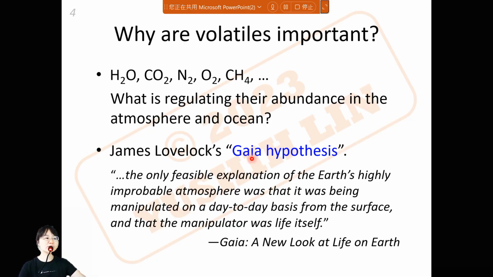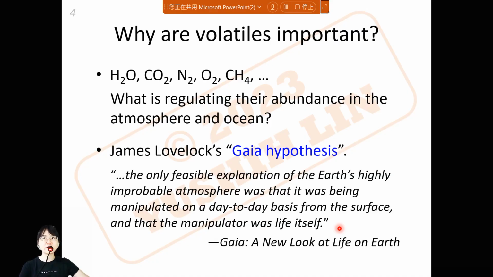In this book, he wrote, "The only feasible explanation of the Earth's highly improbable atmosphere was that it was being manipulated on a day-to-day basis from the surface, and that the manipulator was life itself." The gas composition in our atmosphere is highly improbable based on chemical reactions. So there must be other things that keep it away from equilibrium. Our atmosphere is actually at a highly disequilibrated status.